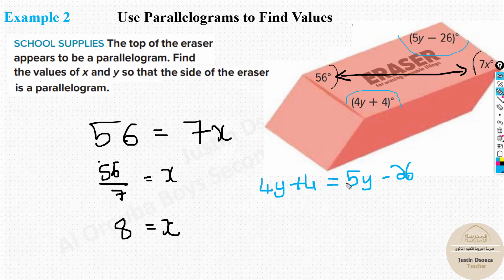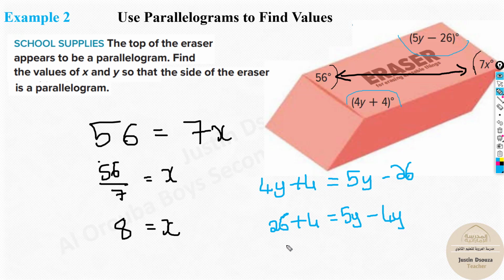Here the greater y is at 5 and this is 4. So take this 4 to the other side. Always when it's a bigger value of the variable, wherever it's bigger, stays at that side and the smaller moves. Whereas the numbers all go to one side. So minus 26 to the other side becomes positive 26. 26 plus 4 equals 5y minus 4y. I've just moved this over here and this over here.